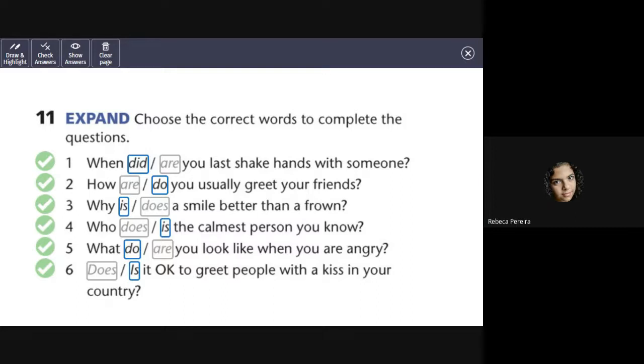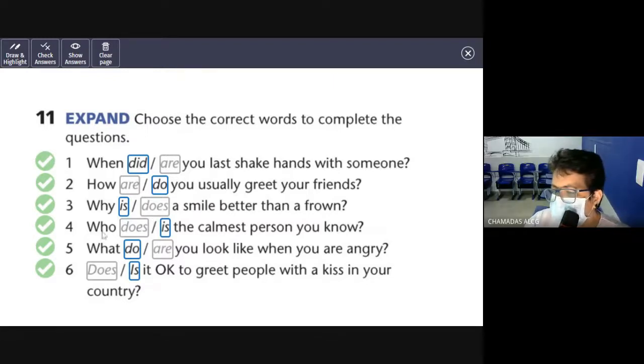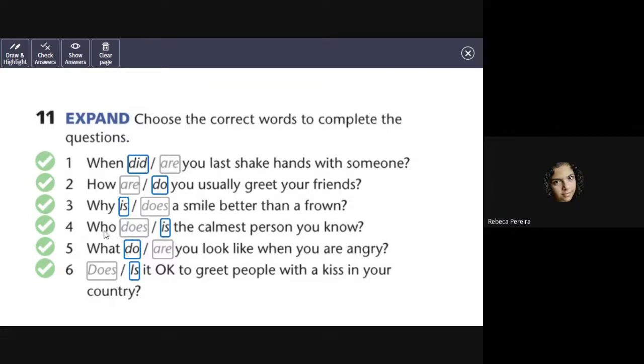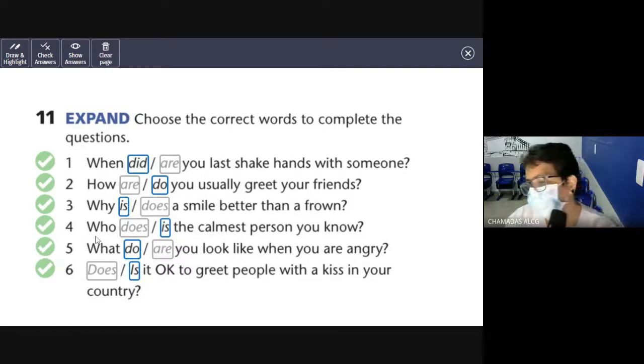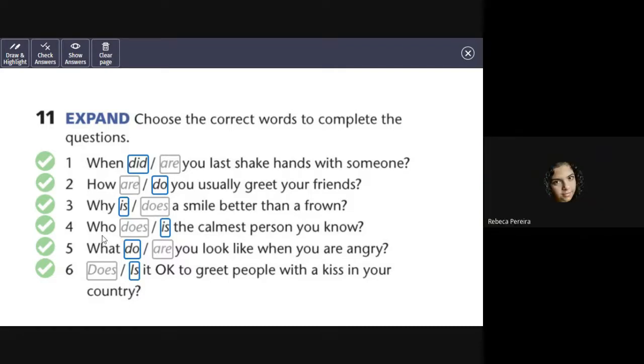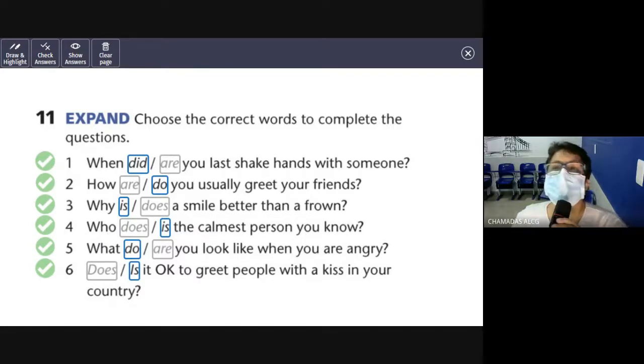Who is the calmest person you know? Who? Number 4? Yes, yes. Okay. Can you repeat the question, please? Yes. And who is the calmest person you know? Okay.